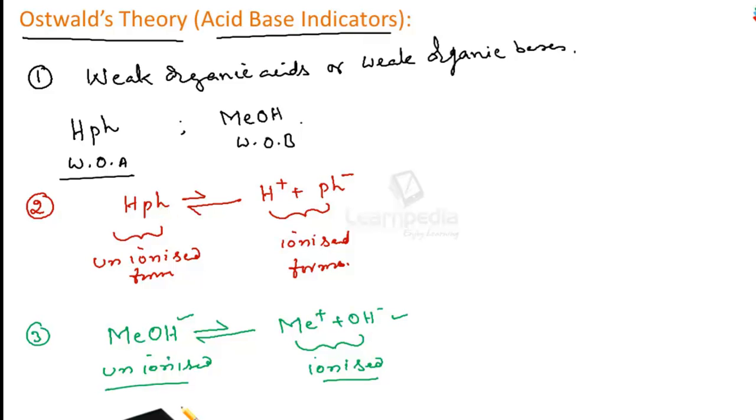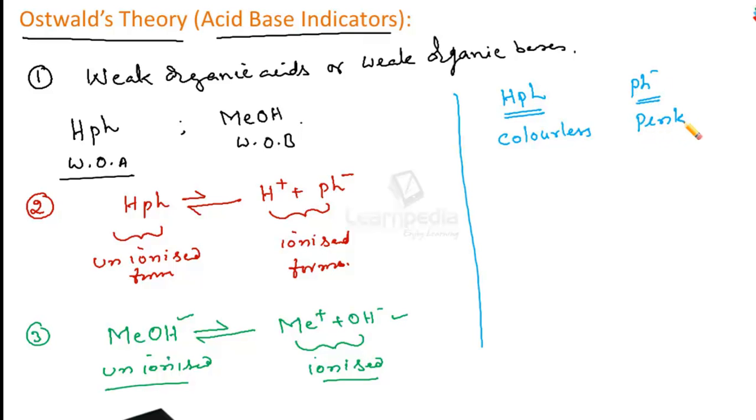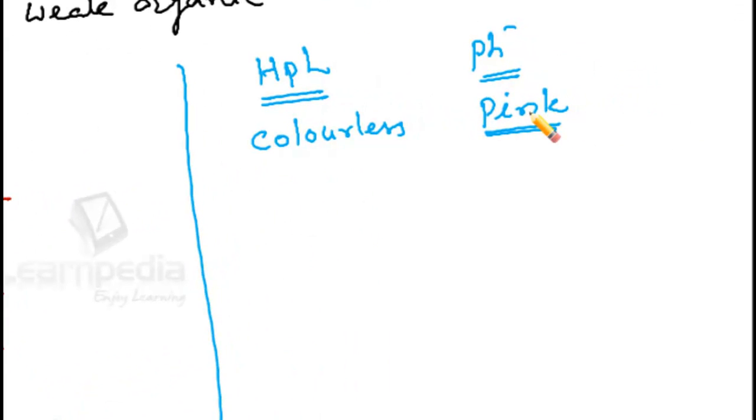color. For example, for phenolphthalein, the molecular form of the indicator, which is represented in short form as HPh, is colorless, whereas its ionic form Ph minus is pink in color. Thus, these different forms of the indicator in aqueous solution possess different colors. And if this molecular form of the indicator, which is colorless as far as phenolphthalein is concerned, exists in acidic medium, then the ionic form of the indicator exists in basic medium.